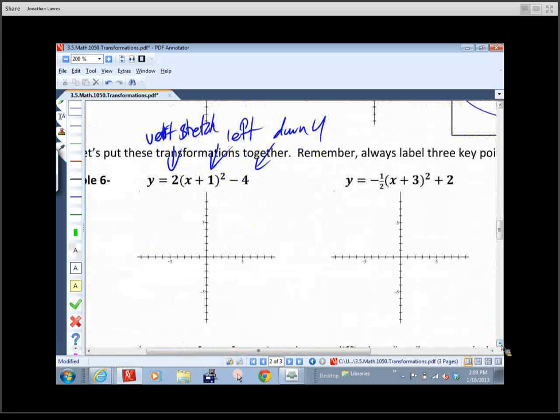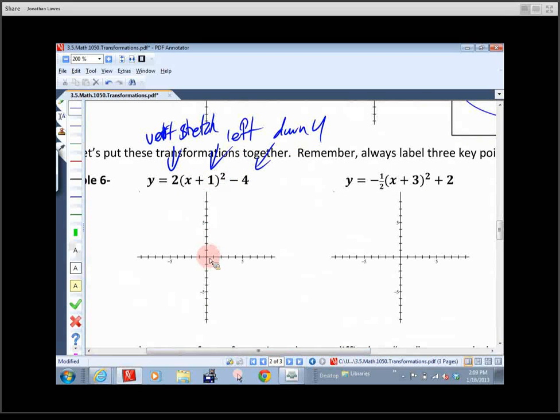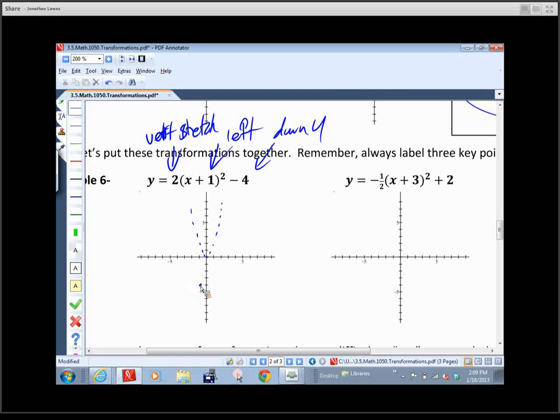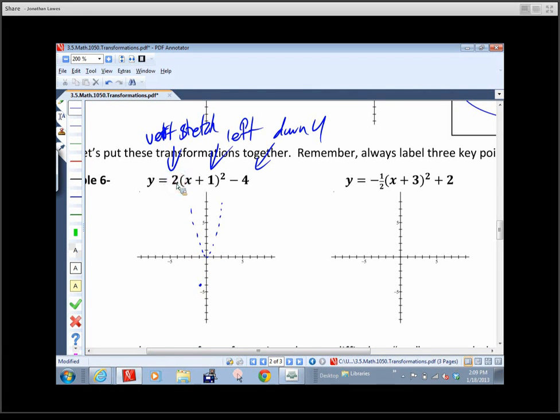So I need to move to the left. It normally looks like this. That's the regular one. I'm going to move it to the left and down. So left 1 and down 4. That's where the vertex is, and then I vertically stretch it. So I normally go over 1 and up 1. I'm going to go over 1 and up twice as far, so I'm going to go up 2.